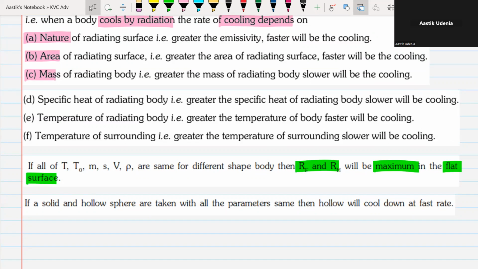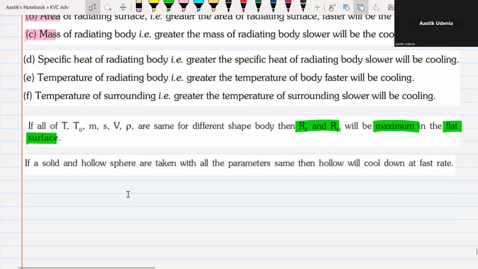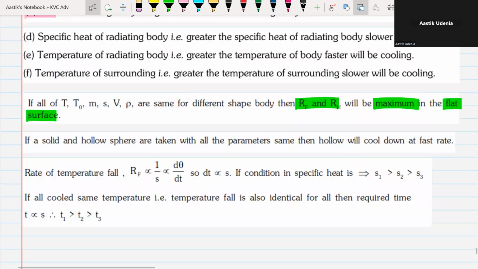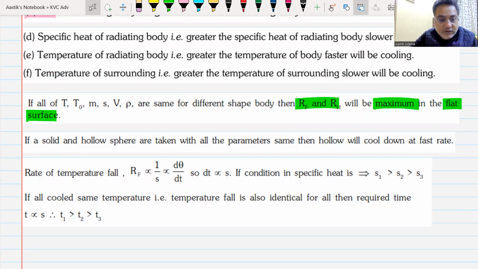Last point, and then I'll give you time to note this down. The rate of cooling or rate of heating is inversely proportional to specific heat. Everything is same for two bodies with different specific heats, S1, S2, and S3, all the other parameters being same. Time for cooling will be directly proportional to specific heat. There are different conditions that can be made; here they have taken the condition where everything is same and specific heats are different. Do we understand this? Yes, sir. Note this down, then we will solve some questions based on this.